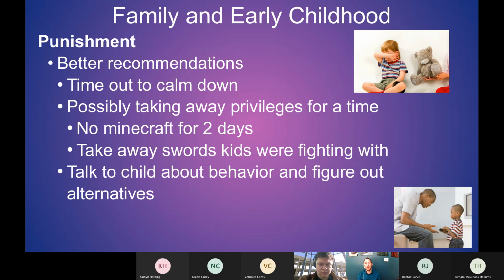So talk about the behavior, figure out alternative behaviors, let the child know what they did that was wrong, maybe even have consequences, like that child needs to clean up the wall. Taking away privileges for a time might be relevant, so things like no Minecraft for 2 days, or no iPad. Or let's say kids were fighting with swords and hitting each other. Taking away those swords might be an example of a better punishment, and then talking about that.